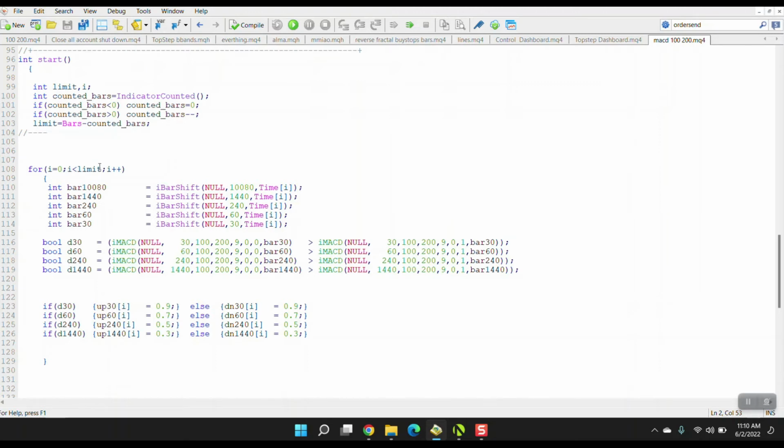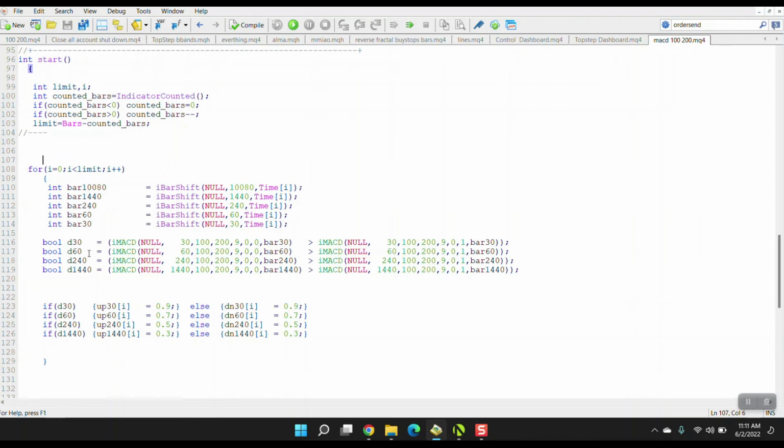For i equals 0, same deal. Memorize it 1,000 times. On this, we have to use iBarShift. Now, that's to get the different time frames. To be honest with you, I sometimes have trouble with iBarShift. I don't know if it's me or what. Sometimes I have trouble with it, so I have to be real careful when I use it and how I use it.